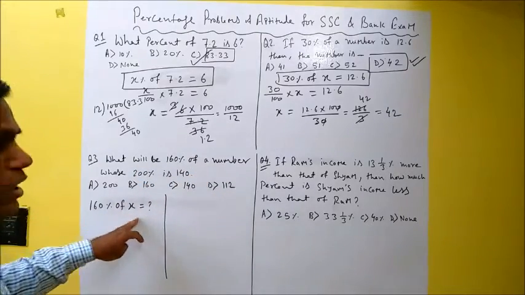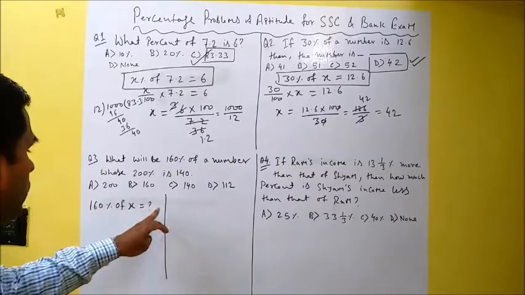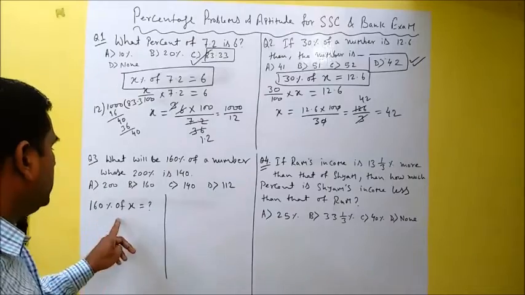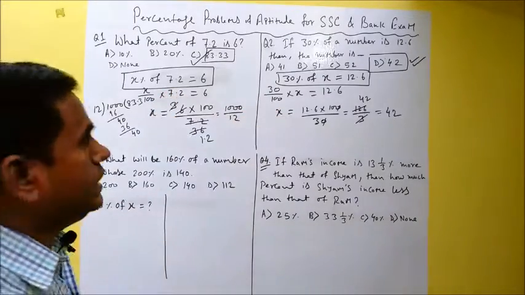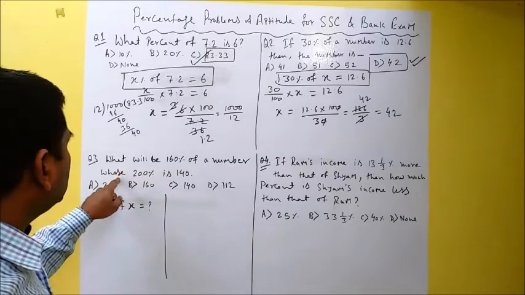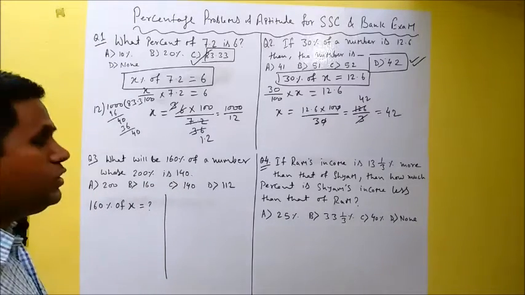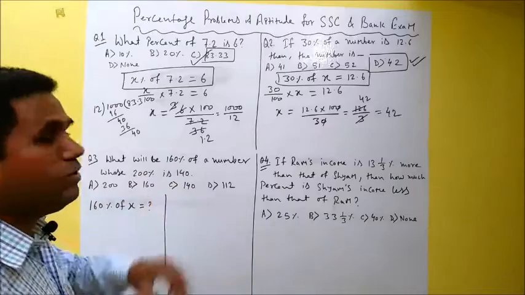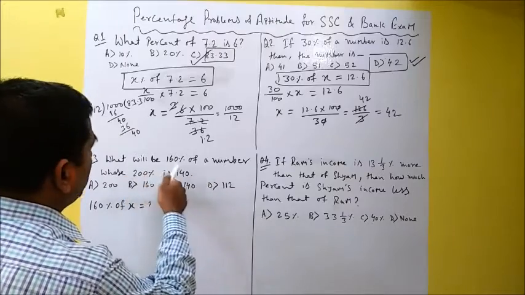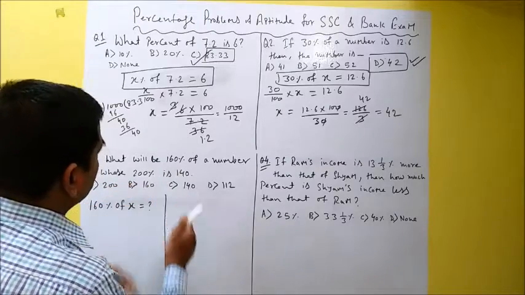Now there are two unknowns here. x is also unknown, and the answer which comes, 160% of x, is also unknown. So we cannot calculate, isn't it? There should be just one unknown, like the first and second problems. So to solve this, they have given another clue, whose 200% is 140. That means if you calculate 200% of x, you will get 140. So it is giving you a clue first.